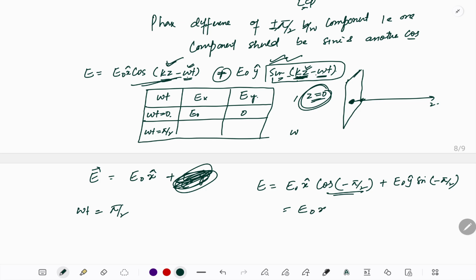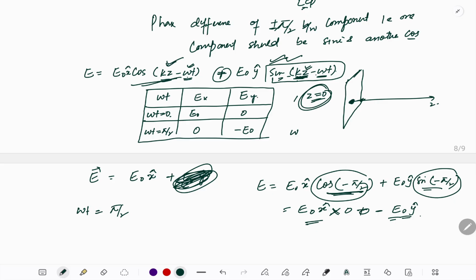Okay, x cap, and cos of pi by 2 is 0, that vanishes, into 0 plus sine of minus pi by 2 is minus times E naught y cap. Okay, and sine of pi by 2 is 1, so its value becomes minus E naught. And what is the x component? X component is 0 and minus E naught.